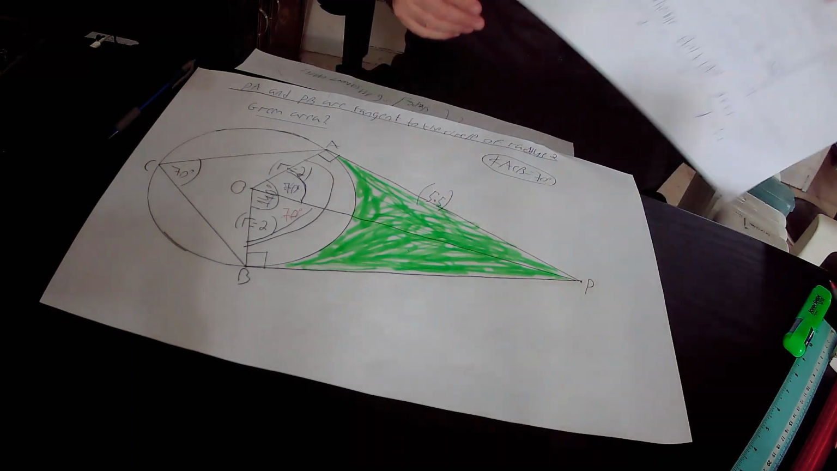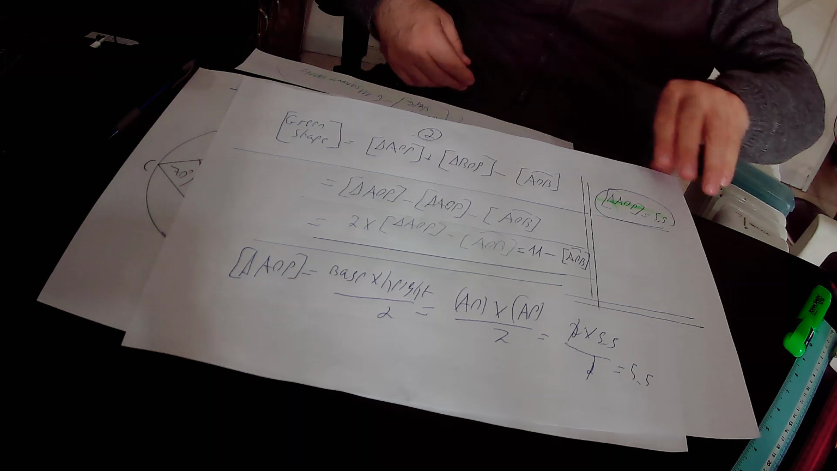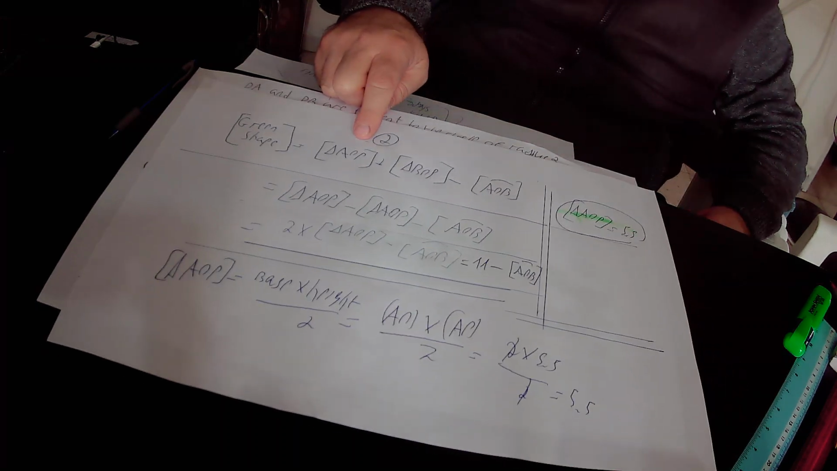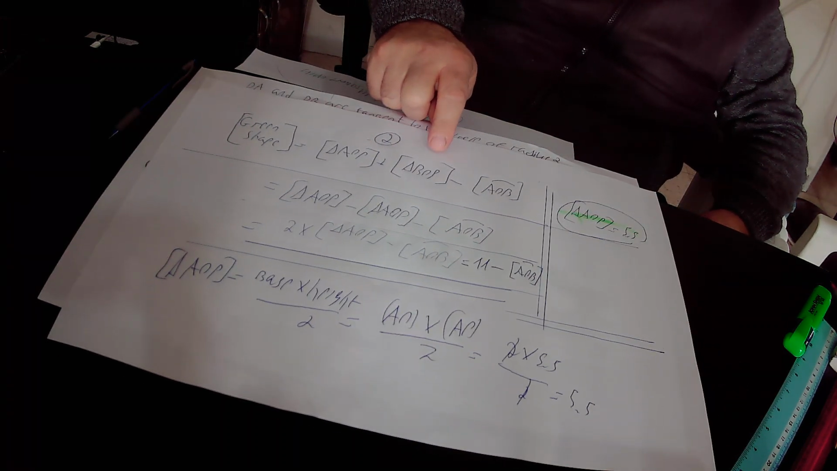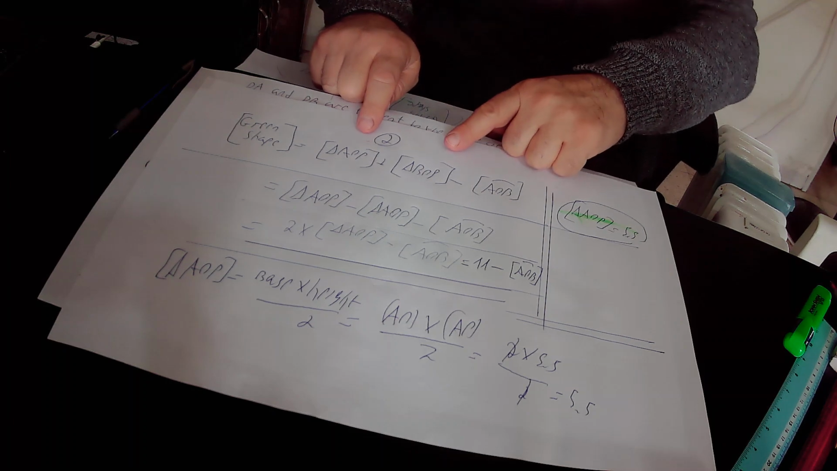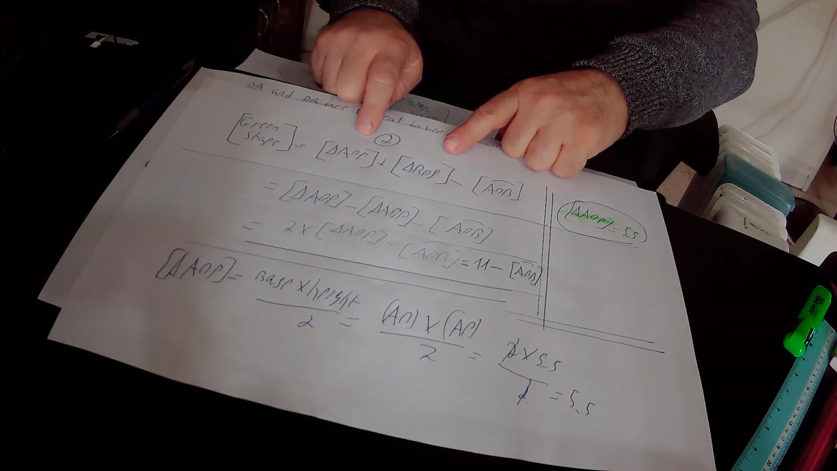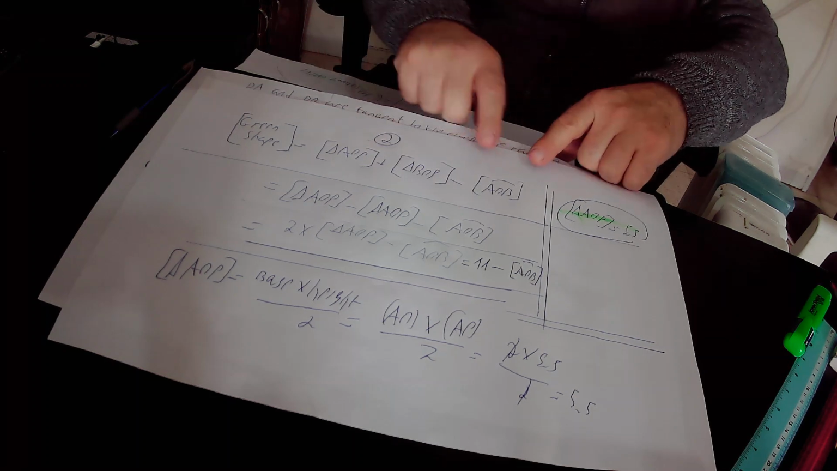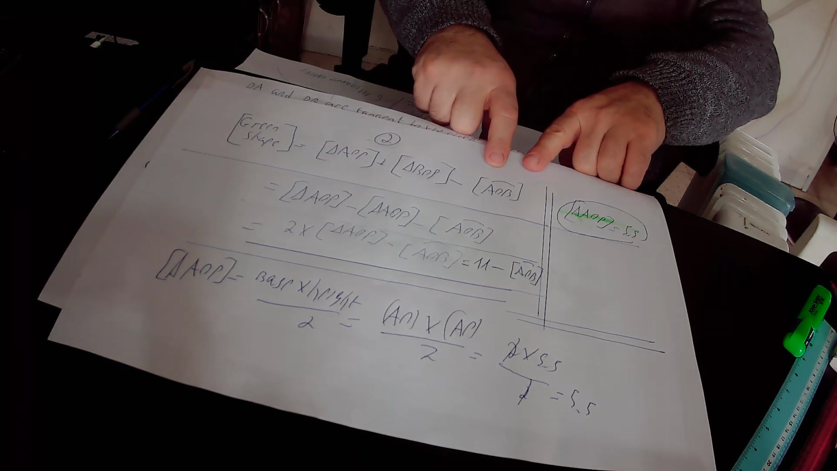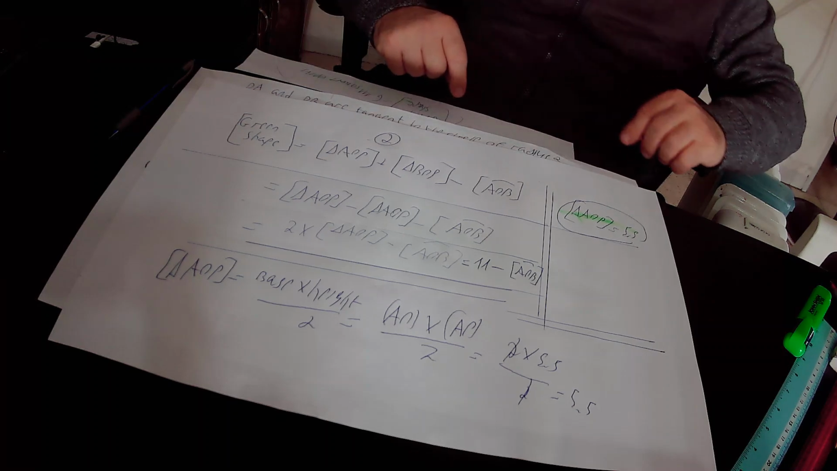Okay, so the area of the green shape in total is equal to the area of the upper right triangle AOP plus the area of the lower triangle BOP. Again, the sum of the areas of those two right triangles will give us the area of quadrangle AOBP, and the area of quadrangle AOBP minus the area of sector AOB is equal to the area of this green shape.